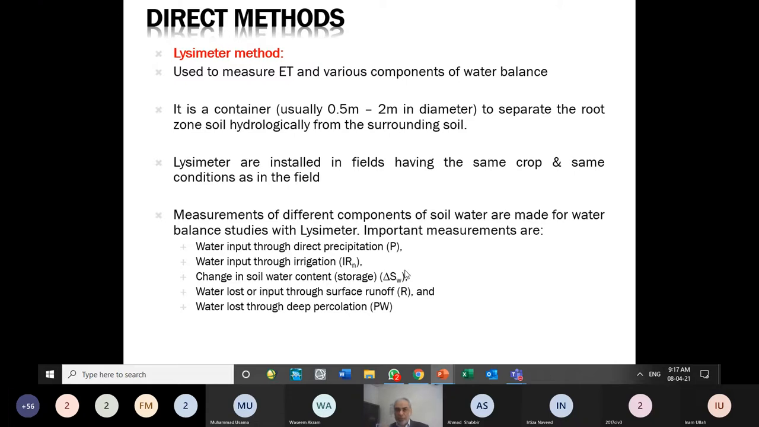Because initially there will be some moisture content in the soil, and today if it has a moisture content of 10%, tomorrow it has a moisture content of, let us say, 8%. It means 2% moisture of the soil has been utilized by the plant. So that change of the moisture is also measured. So the change of the soil water content or soil moisture, we give it the symbol delta SW.